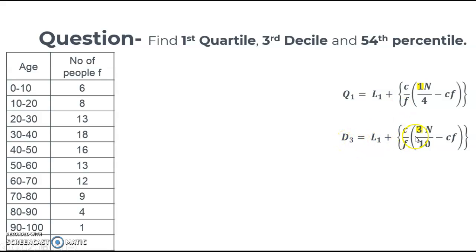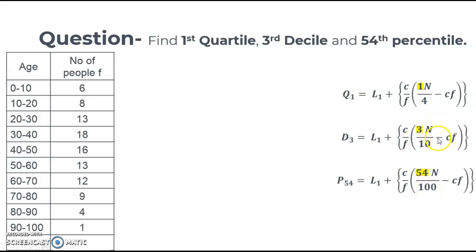So this is the formula. In place of i, I have written the value 3. We want to find out the 54th percentile, so here I have written the value 54. In case of quartiles, the denominator is 4, for deciles the denominator is 10, and for percentiles the denominator is 100.